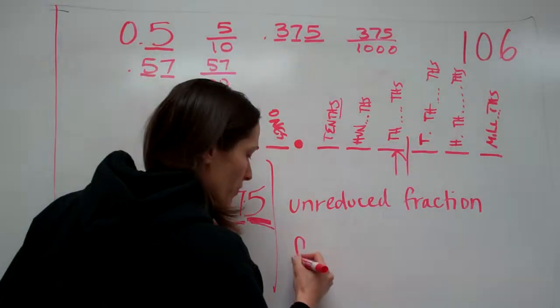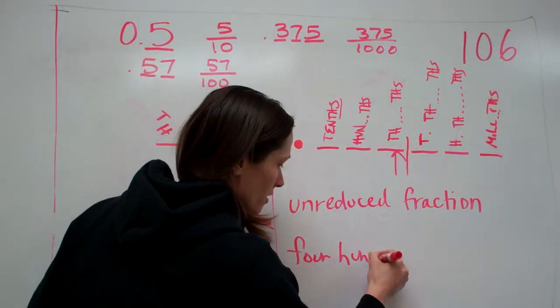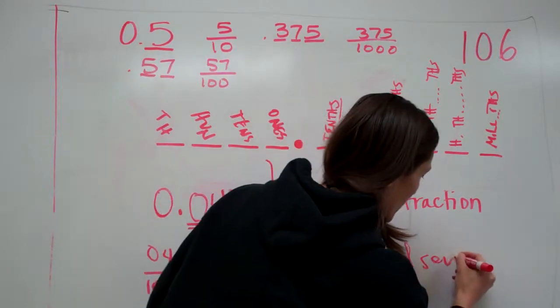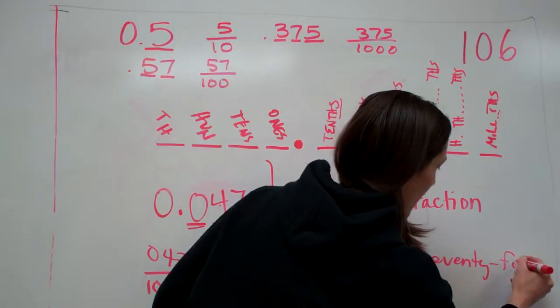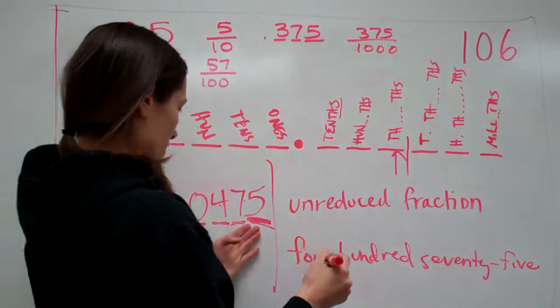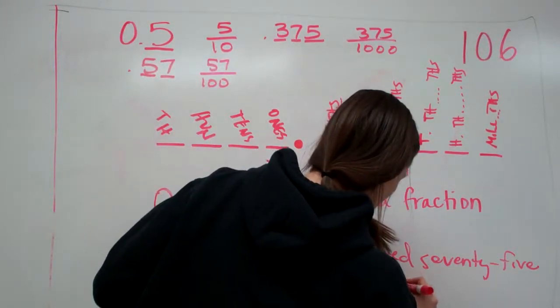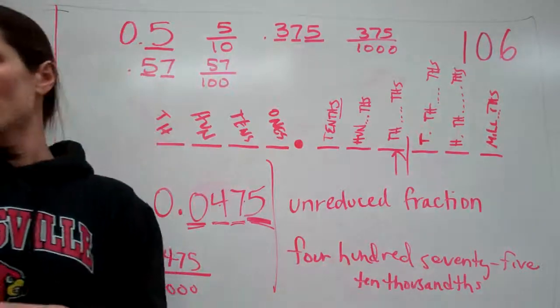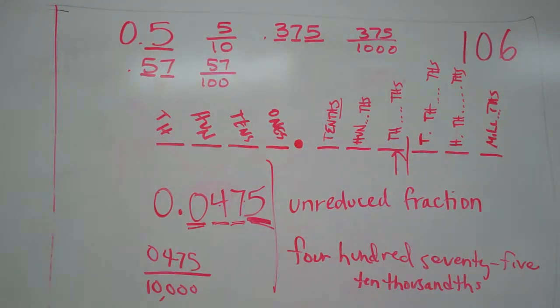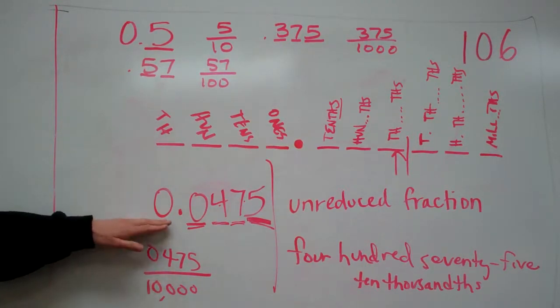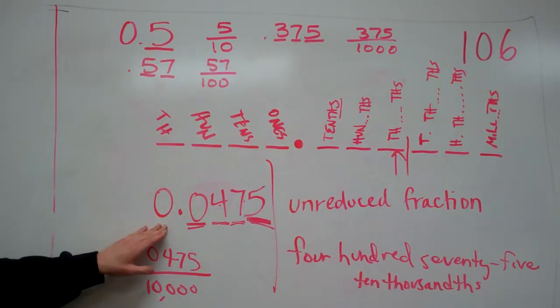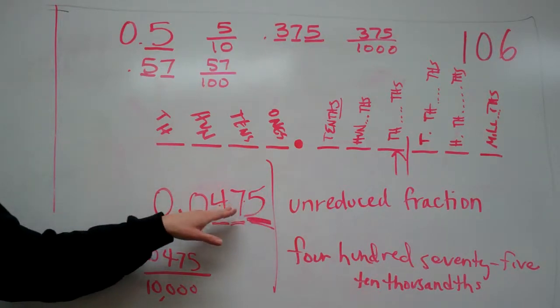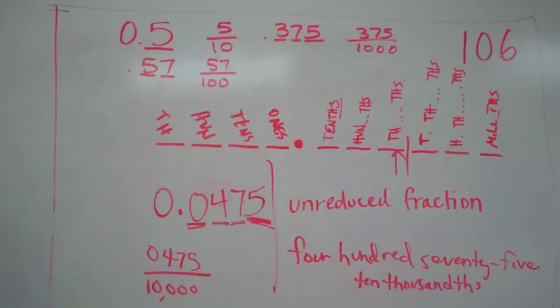So, if you wrote that, you would say 475 10,000ths. I didn't have to use the word and because the and was right here. There was nothing right here, so I wouldn't say 0 and. You don't even have to say the 0. So you would just start with this. Does everybody understand? All right. That is lesson 106.